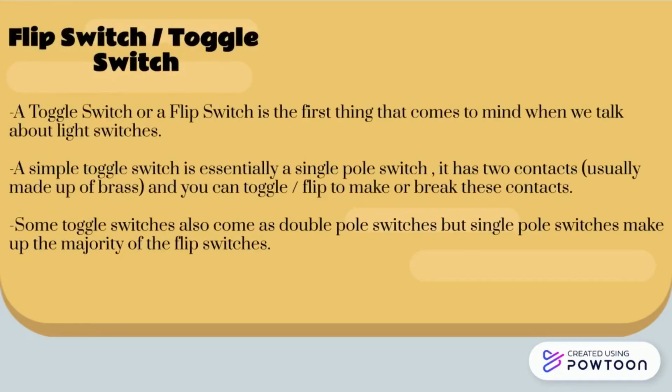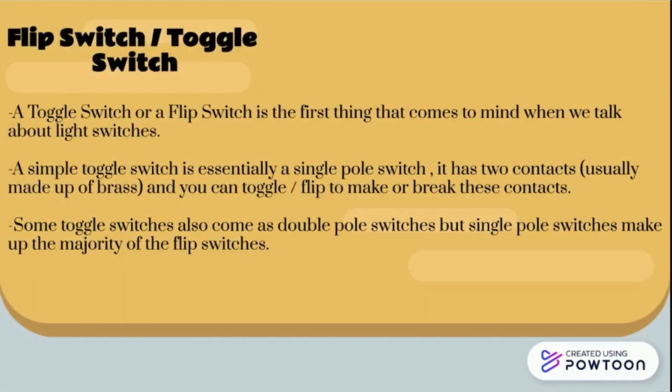Flip switch or toggle switch. A toggle switch or a flip switch is the first thing that comes to mind when we talk about light switches. A simple toggle switch is essentially a single pole switch. It has 2 contacts, usually made of brass, and you can toggle or flip to make or break these contacts. Some toggle switches also come as double pole switches, but single pole switches make up the majority of the flip switches.